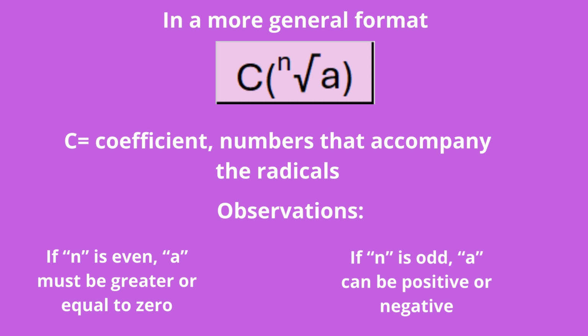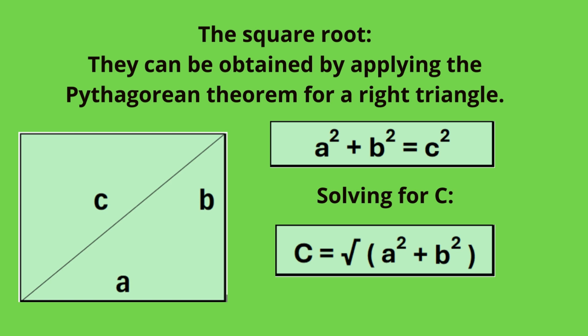1. If the root n is even, the radical a must be greater than or equal to 0. 2. If the root n is odd, the radical a can be positive or negative. The square root can be obtained by applying the Pythagorean theorem for a right triangle, which says that if the shorter sides called leg a and leg b are each squared, the sum will be equal to the longest side, called hypotenuse c, squared. Solving for c, we obtain the root of a squared plus b squared.